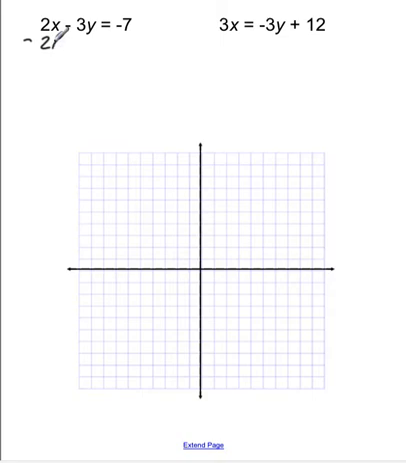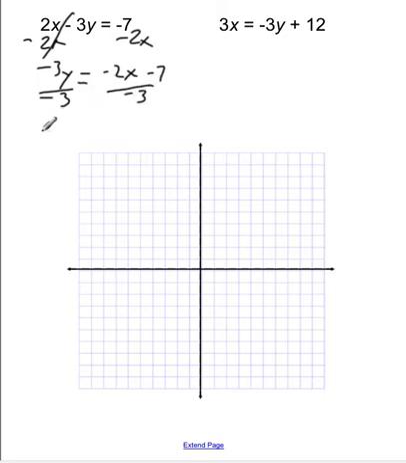So I'll subtract 2x on both sides, and I'll have negative 3y equals negative 2x minus 7. Divide by negative 3. Y equals 2/3 x plus 7/3. Messy. Now I've got subtract 3x. Oh no.